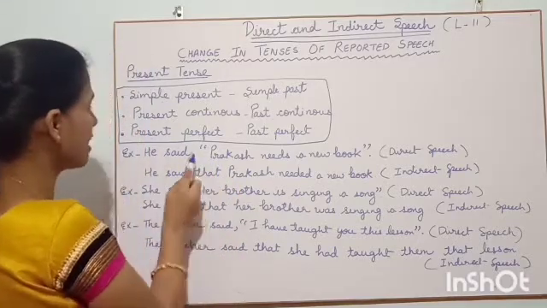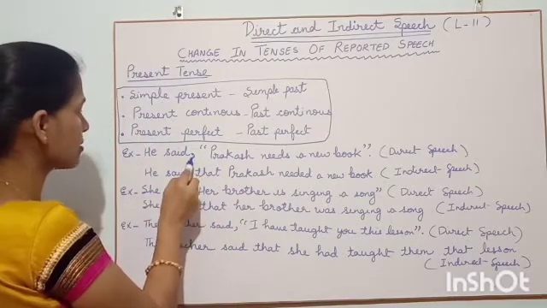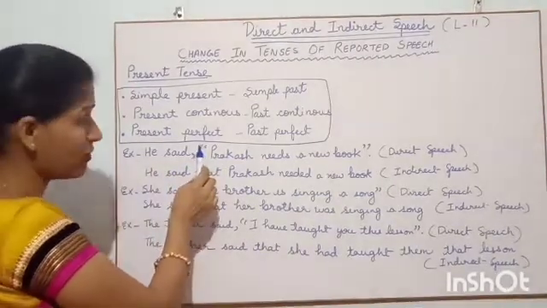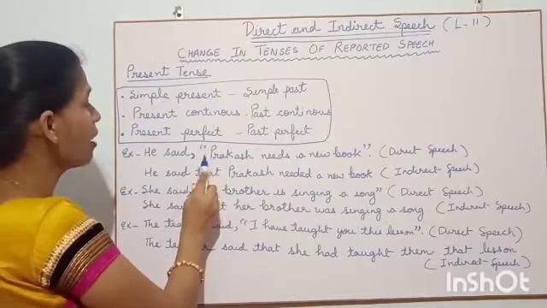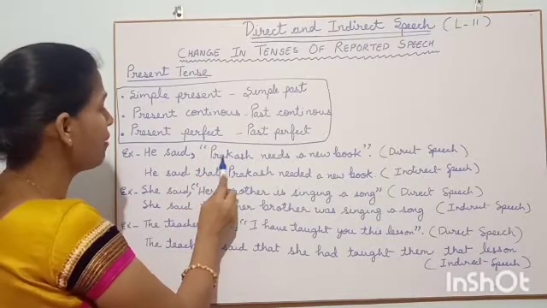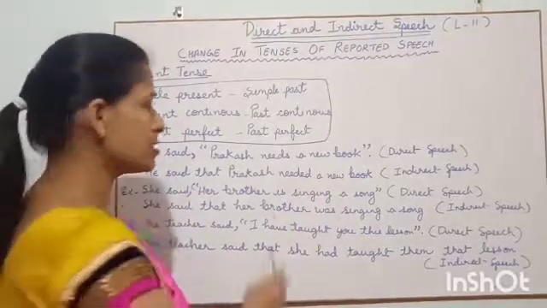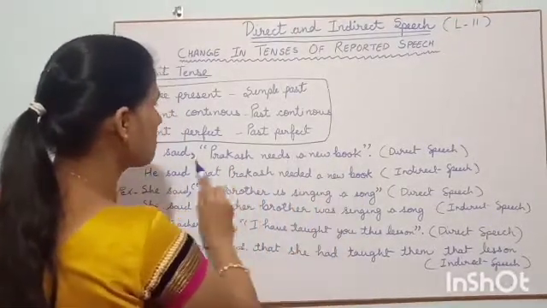Then what it says, then comma. I have told you this, you are going to see in direct speech. Then we will have quotes. Then what we have: Prakash needs a new book. This is your reported speech.